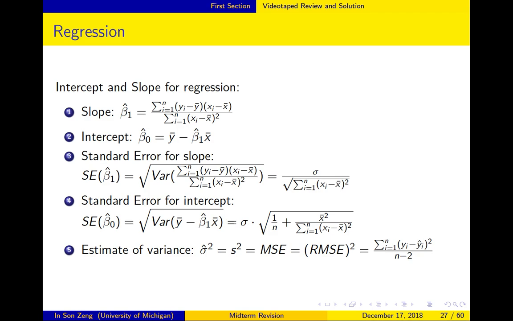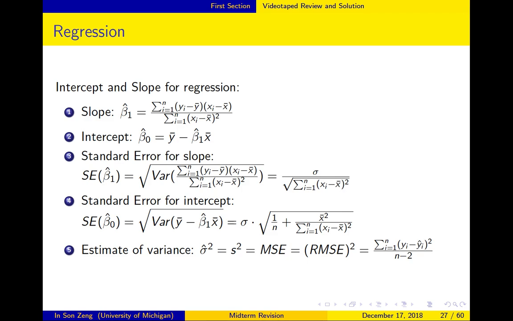For the standard errors for slope and intercept, we have the standard error for the slope beta 1 hat equals sigma over the square root of the corrected SS, which is the summation of i equals 1 to n, xi minus x bar squared. So make sure you know that the sigma here represents the RMSE.